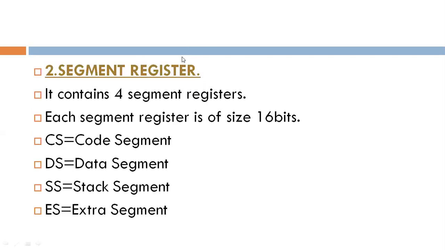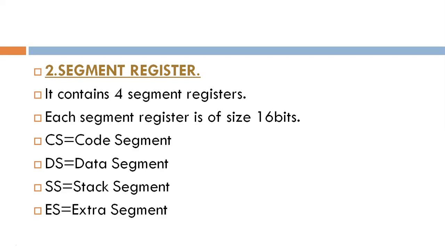Next, the segment registers. There are 4 segment registers, each of size 16-bit. CS stands for code segment. It is used for addressing the memory location in the code segment of the memory where the executable program is stored. Next, data segment. The data segment consists of the data used by the program, which is stored in the physical memory.